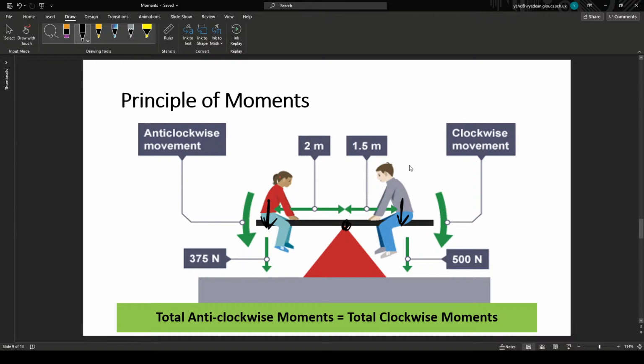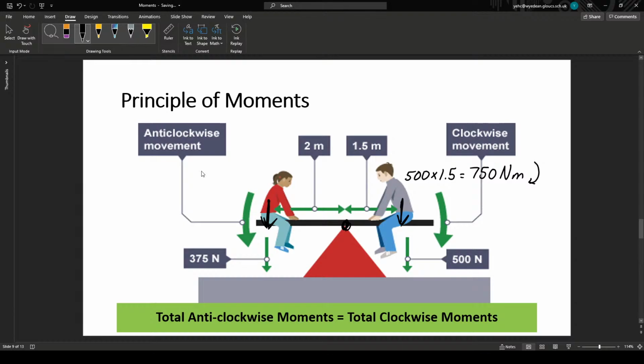So let's look at these numbers. Let's calculate this boy's moment here. He has a clockwise moment because he's moving in the clockwise direction. His moment is force times distance, so 500 times 1.5, and that is going to be 750. So he has a moment of 750 Newton meters going clockwise.